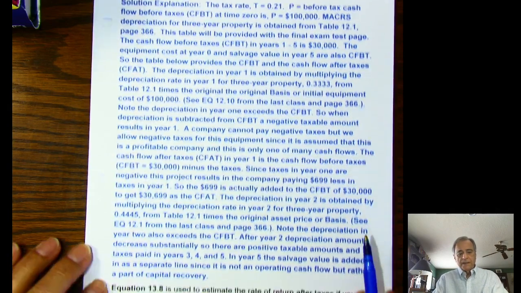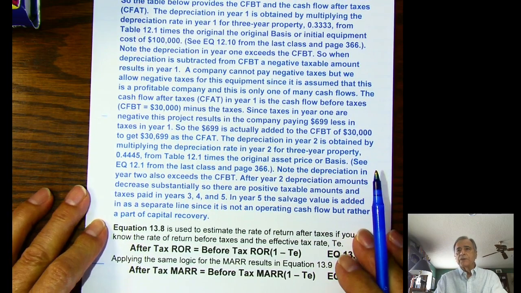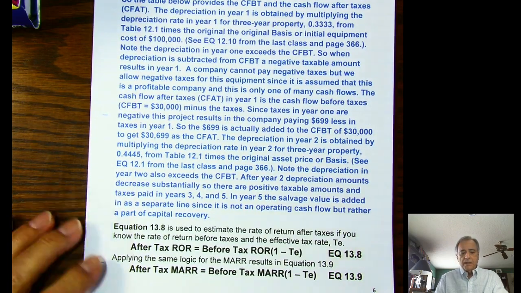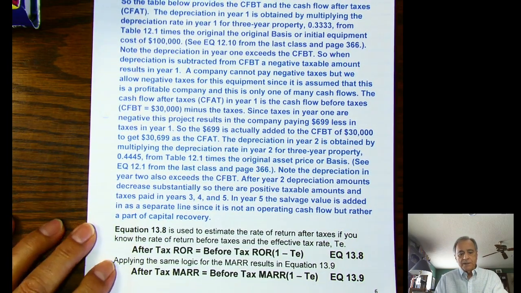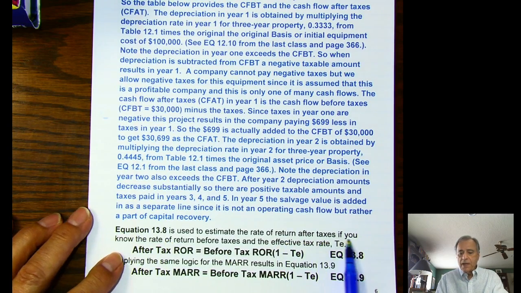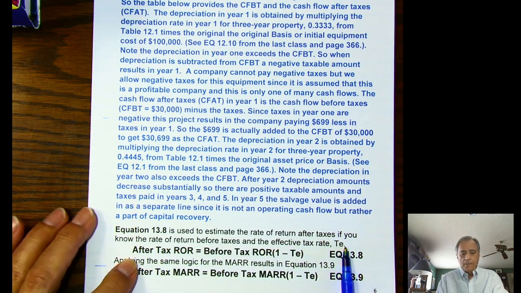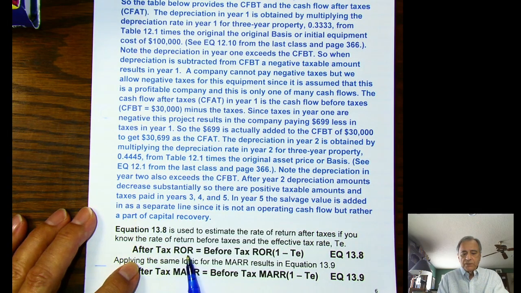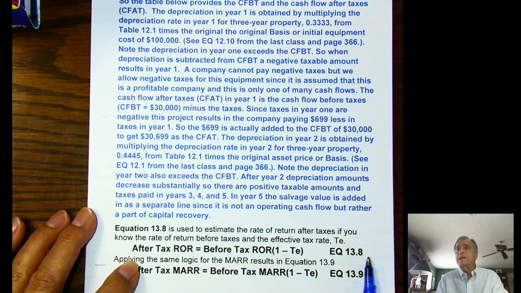And finally, I want to just finish off this section and discuss two more equations. Equation 13.8 is used to estimate the rate of return after taxes if you know the rate of return before taxes and the effective tax rate, T sub E. The after-tax rate of return is equal to the before-tax rate of return times 1 minus T sub E. That's a pretty easy equation.